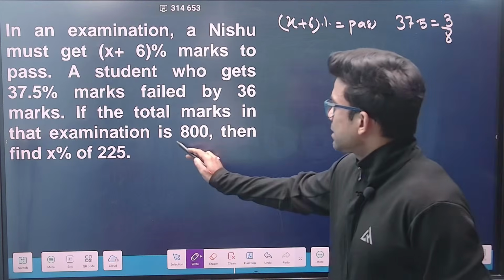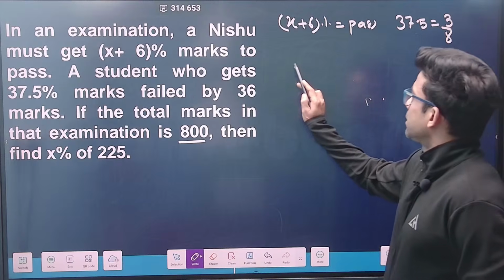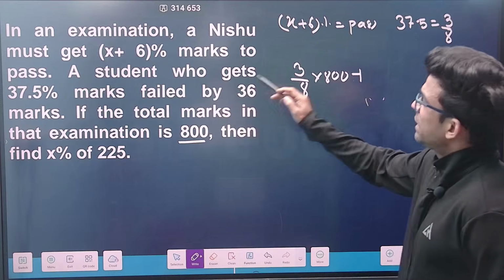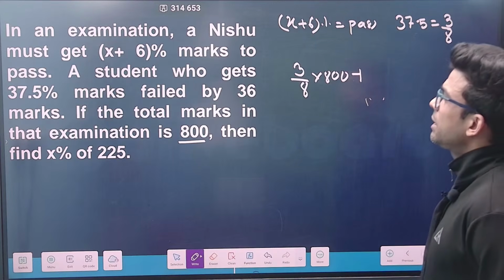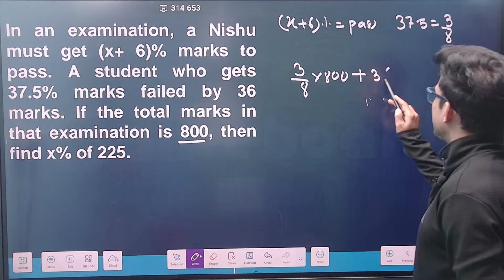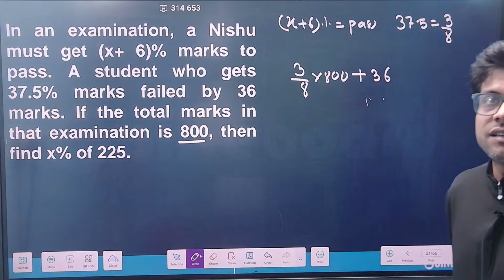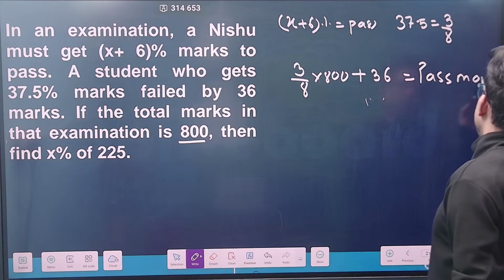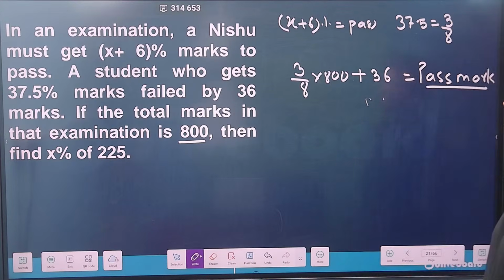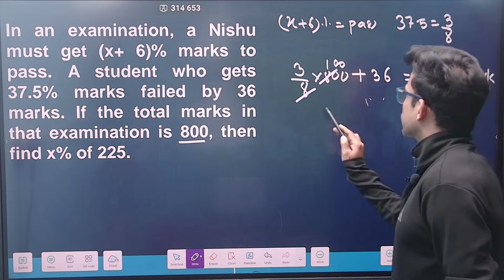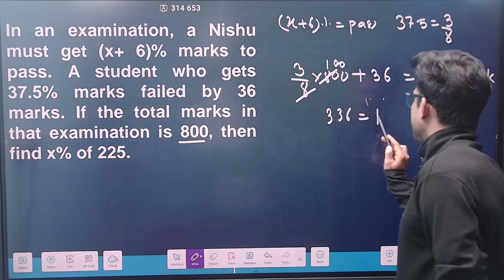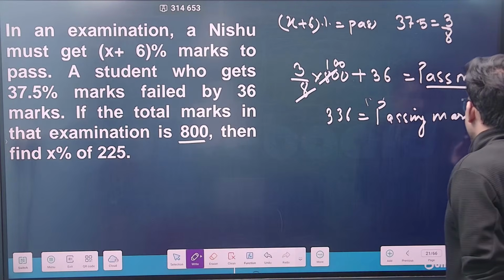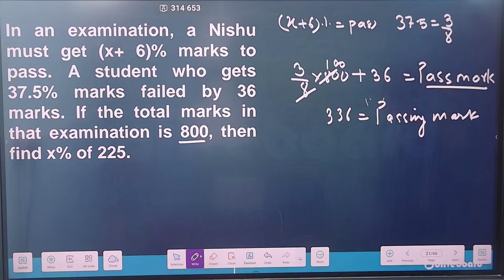Now the total marks given to me is 800, so can I say 3 by 8 of 800 plus 36? He fails by 36 when he scored 37.5%. If I add 36, this is the passing marks, isn't it? So 300 plus 36, basically 336 is the passing marks. I hope everyone is getting that 336 is the passing marks, isn't it?